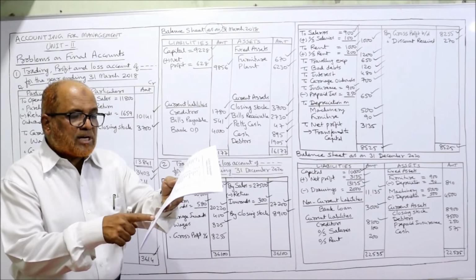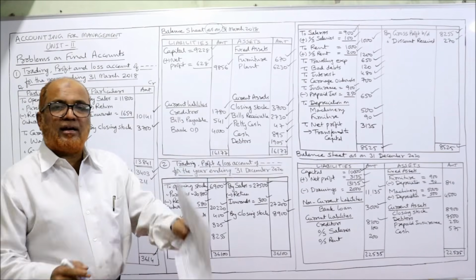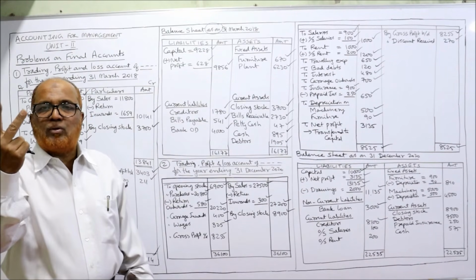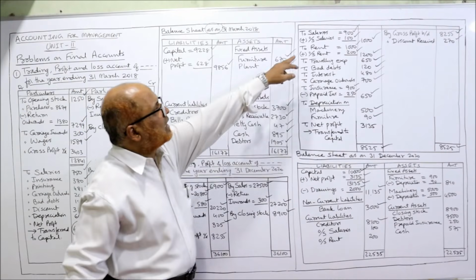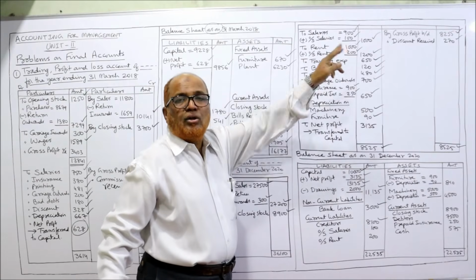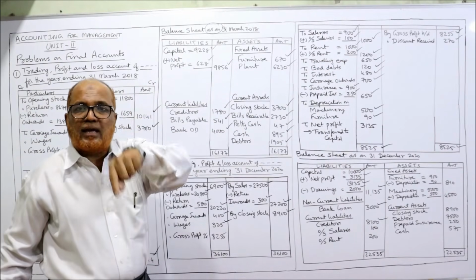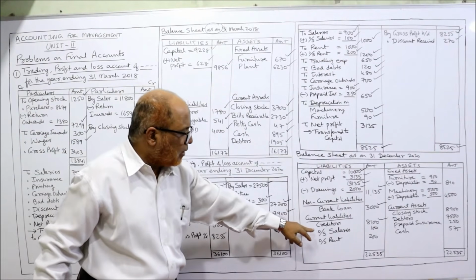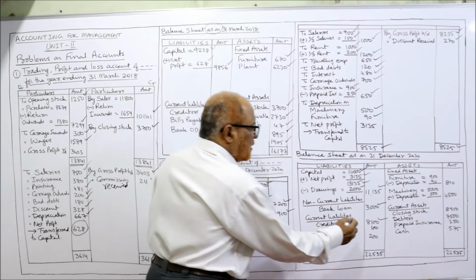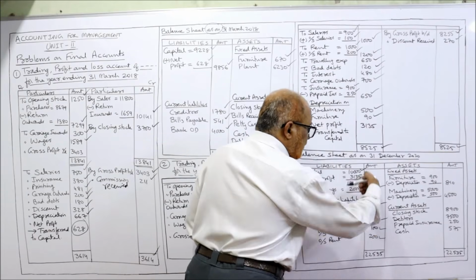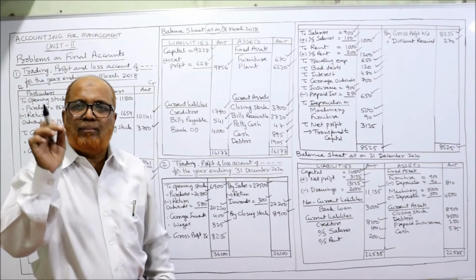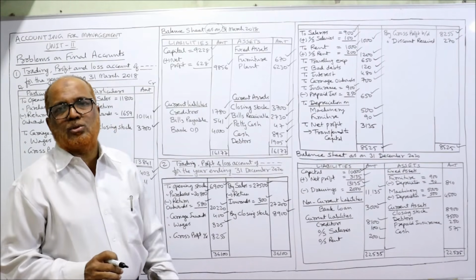We are given outstanding salary 100, outstanding rent 200 in adjustment. Adjustment items will appear twice. Already outstanding salary we have added here, outstanding rent we have added here. Those outstanding will again be taken under current liability. Outstanding salary 100, outstanding rent 200. So here we got the total of the liability as 22,535. The same total we must get on the asset side also.